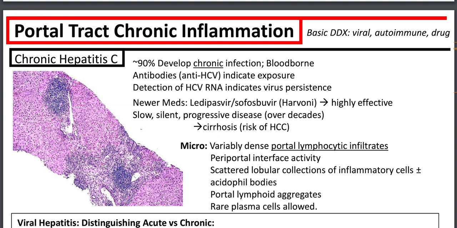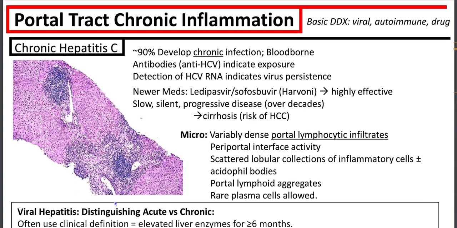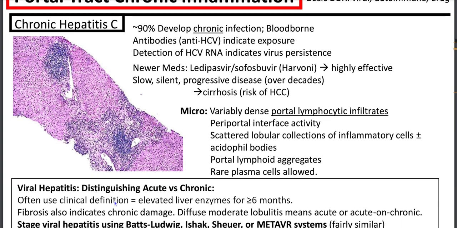And you can see variably dense portal lymphocytic infiltrates. You can have periportal interface activity, so around the portal tracts, kind of the inflammation interfacing to the adjacent hepatocytes. So if this is the portal tract, it's kind of interfacing past it. Scattered lobular collections of inflammatory cells with or without acidophil bodies, portal lymphoid aggregates, and rare plasma cells allowed. If there's a lot of plasma cells you might want to consider autoimmune hepatitis.